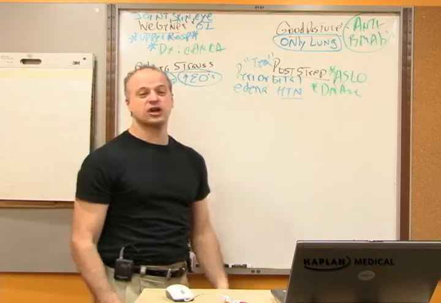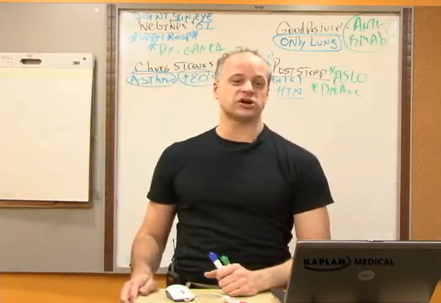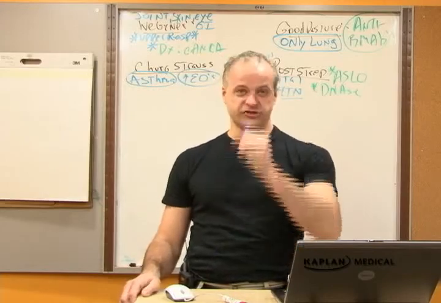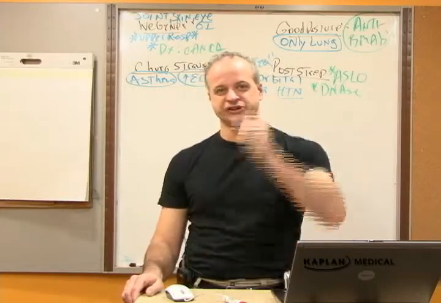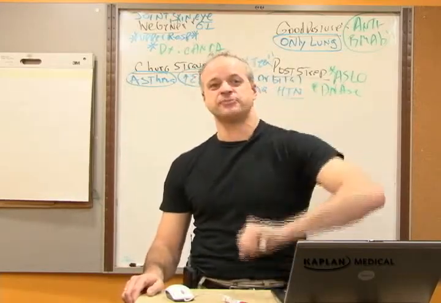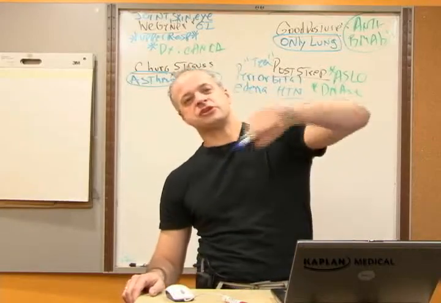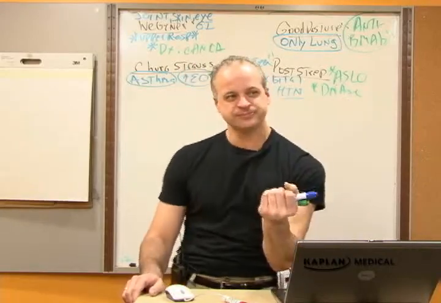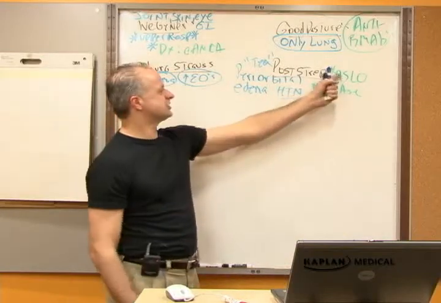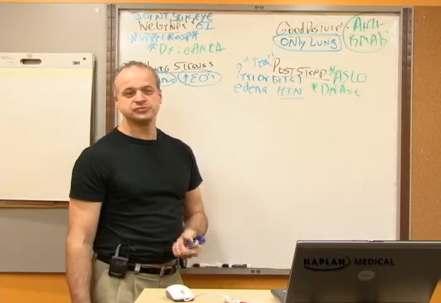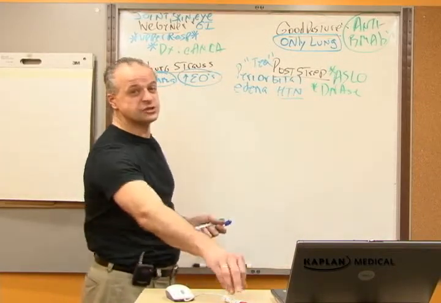What's the tea and Coca-Cola color about? The tea and Coca-Cola color is hematuria, proteinuria, edema and hypertension. ASLO and DNase.